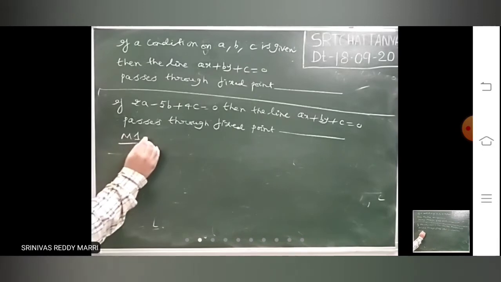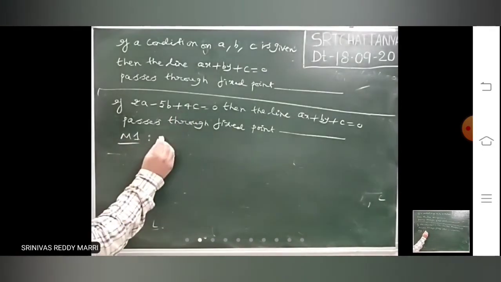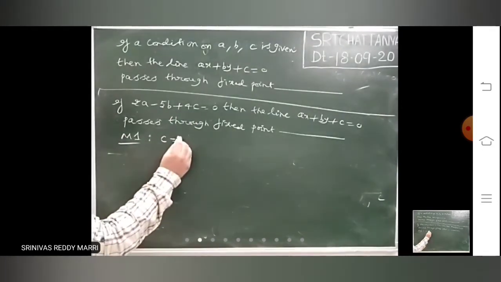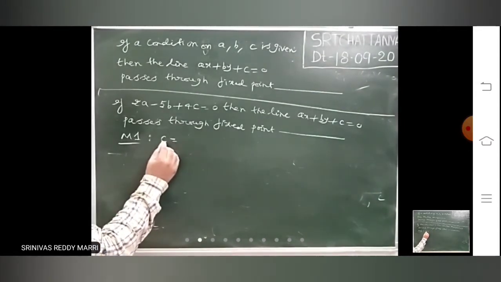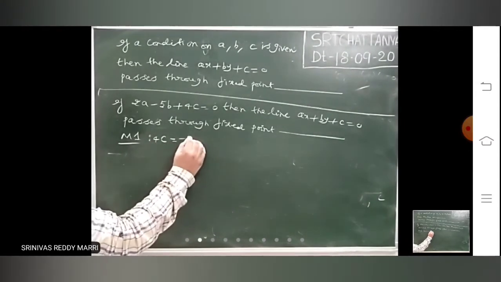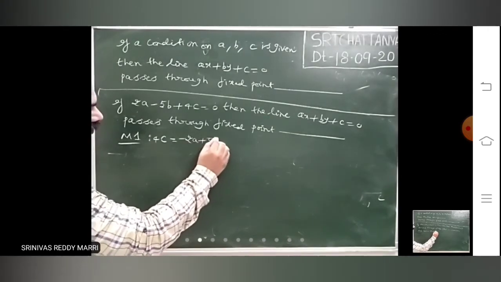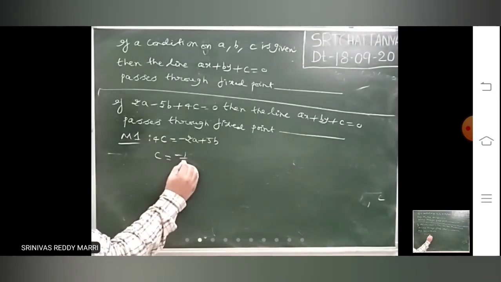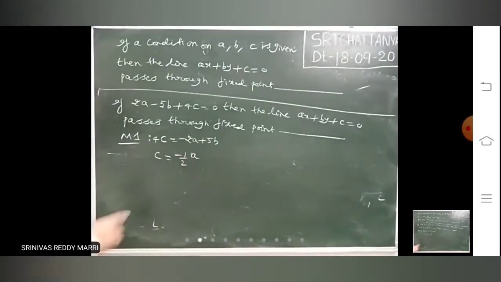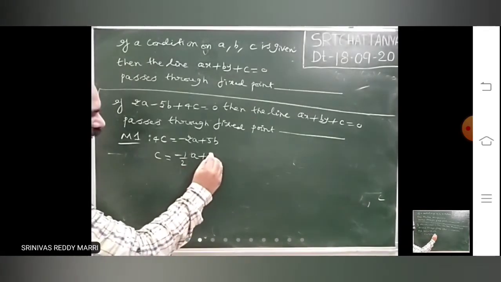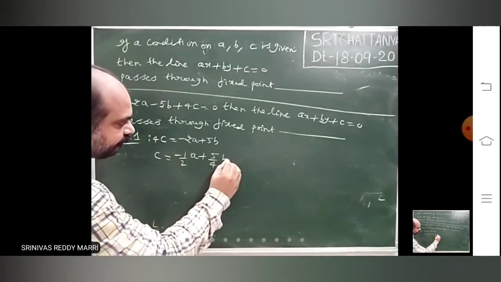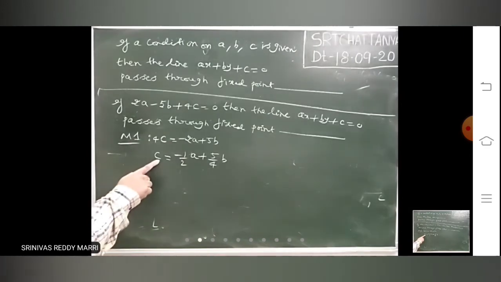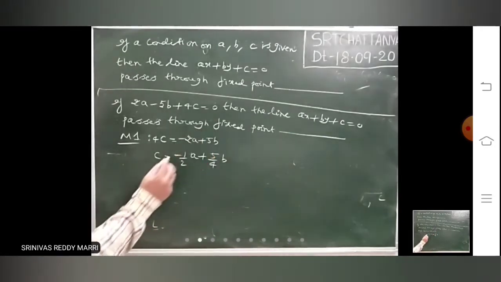Method 1. Here, calculate one variable, C. That means 4C equal to minus 2A plus 5B, so C is minus 1 by 2A plus 5 by 4B. One method is to find one variable here. So C equal to minus 1 by 2A plus 5 by 4B. Substitute in that line.